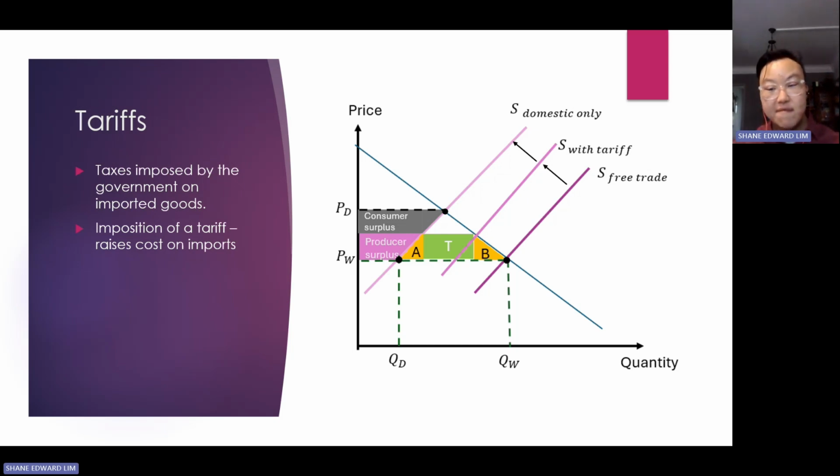Domestic producers may take advantage of the reduced competition from imports. As such, they raise their prices and increase their supply. The domestic supply increases as imports become less competitive. Domestic producers increase supply to fill the gap. Thus, the supply curve shifts all the more upwards.